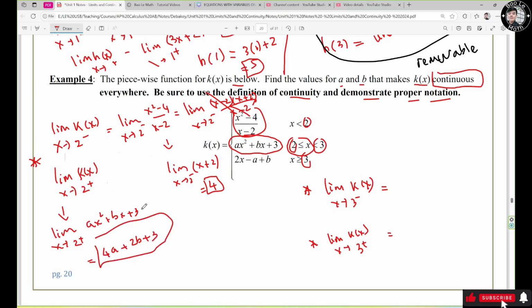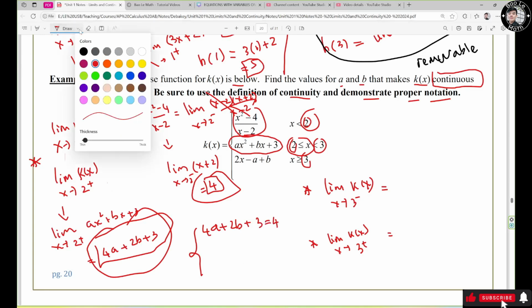In order for the function to be continuous at s equals 2, this guy right here and this guy right here must be the same, right? So I have the first equation, 4a plus 2b plus 3 equals 4, right?